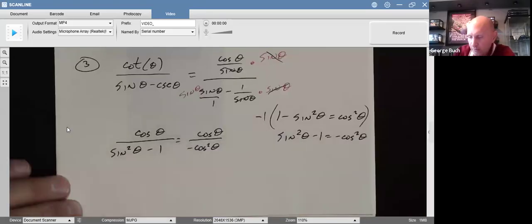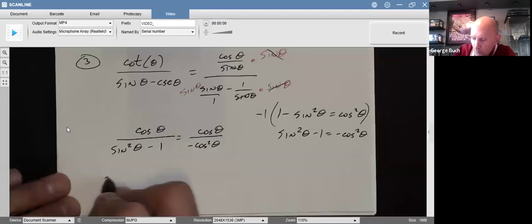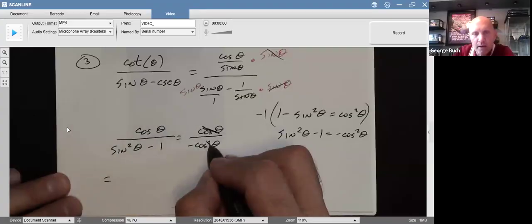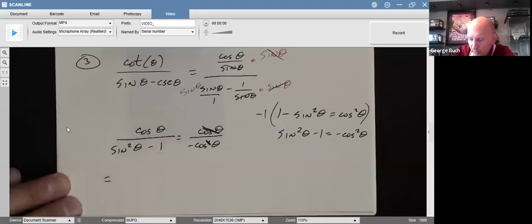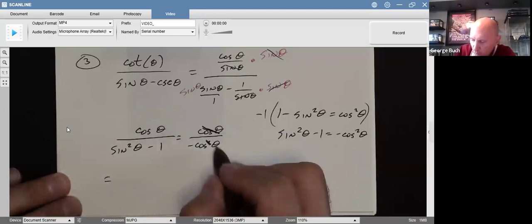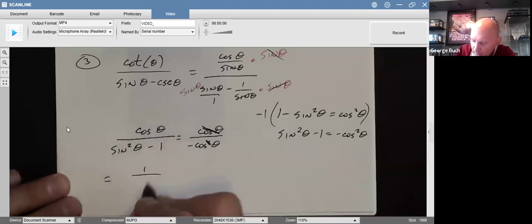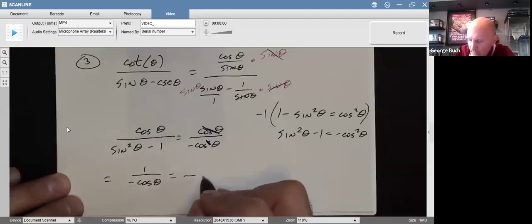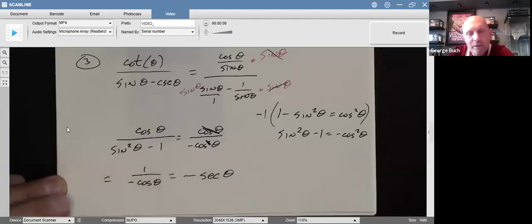So I get cosine of theta over minus cosine squared. Now, one of these cosines cancels with one of these in the bottom. This is like cosine times cosine, remember? So I get what? 1 over negative cosine of theta. So the negative stays and can go in front. 1 over cosine is secant. So the answer to this one would be negative secant of theta.